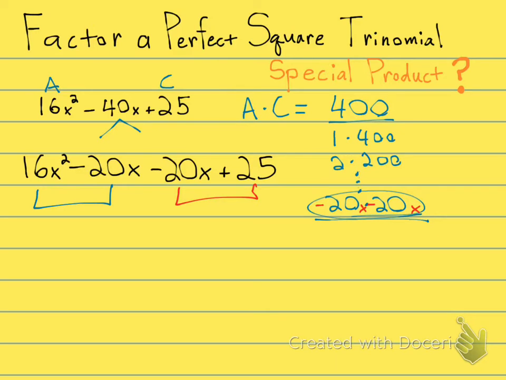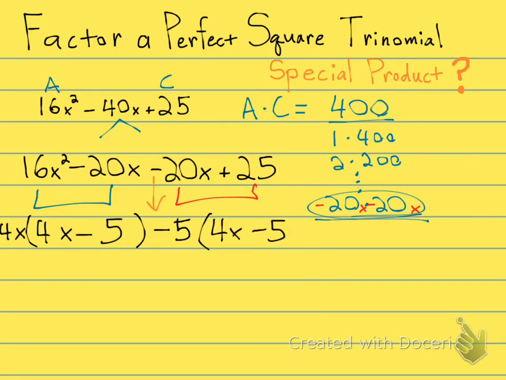Looking at the first group, what do they have in common that I can factor out? And it's going to be 4x. And I will be left with 4x minus 5. Drop down this middle sign. And then what I'm going to take out of the red group is a negative. And what can I take out? A negative 5. And I will be left with 4x minus 5 after I divide that out.